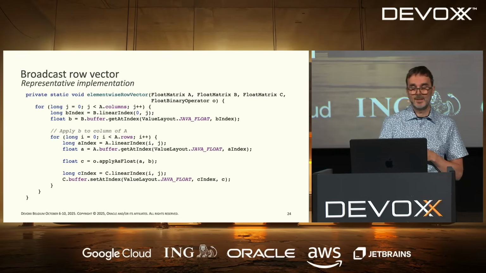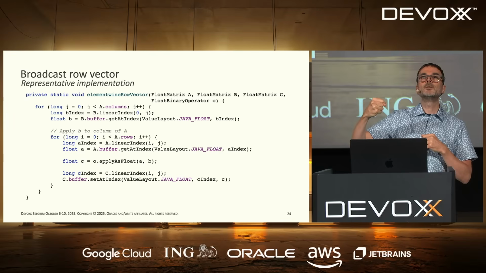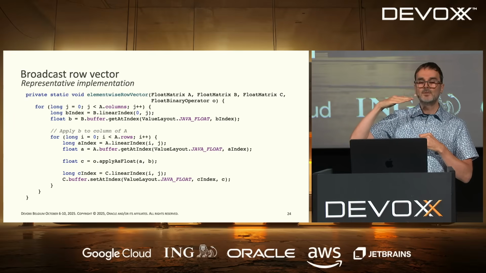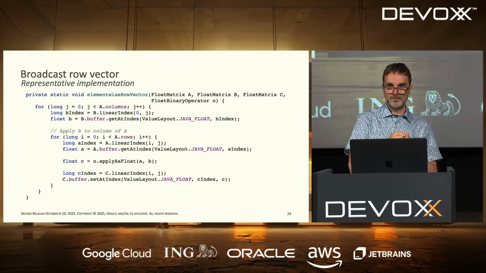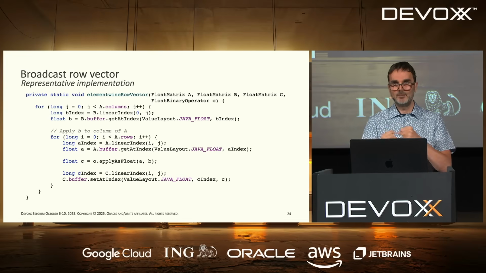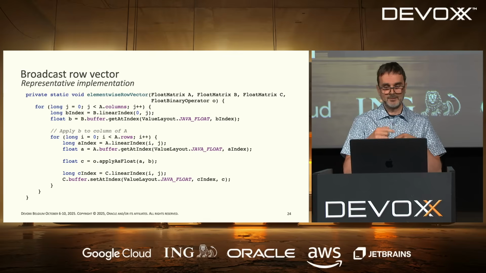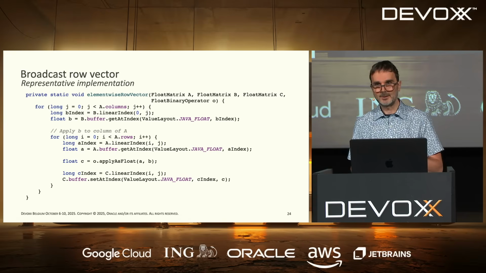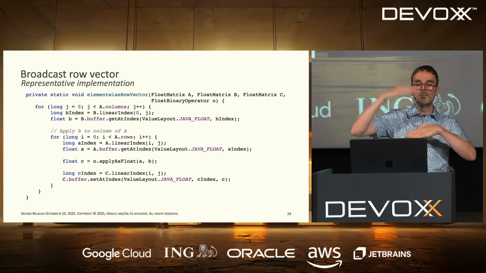So here's a representative implementation of this element-wise row vector. You'd loop over the columns, you would get the value for B out of the vector, and then you'd loop over the rows, and you would get an index into A, access it through A's buffer, and get the value of A out. You would apply A and B together to get C, then you'd store it in the matrix C in its buffer, like so, using memory segment operators. So these get at index and set at index are operations on the memory segment I showed earlier, connected together, like so. But that's a representative thing. You've got 2 loops going on here.